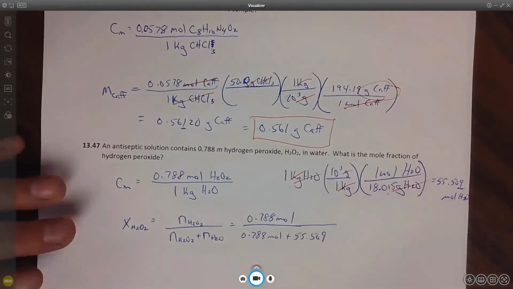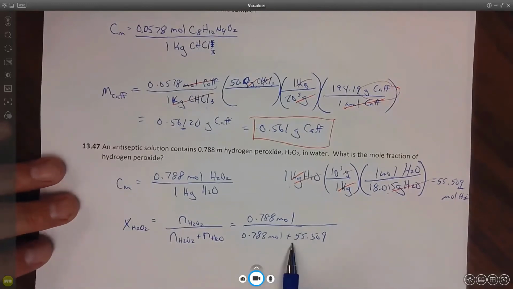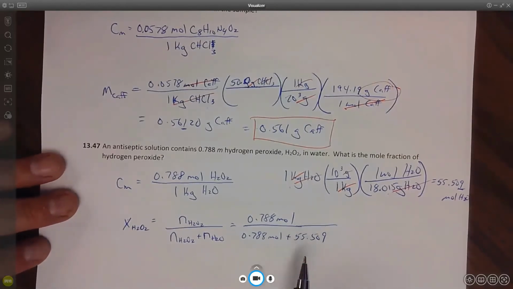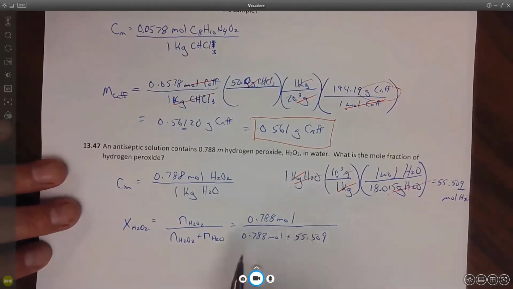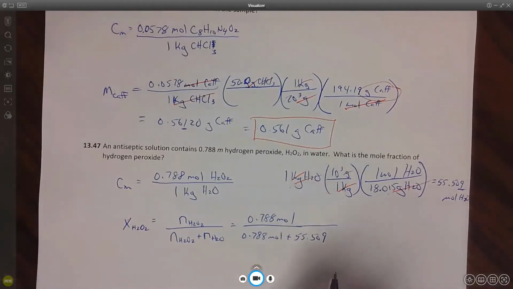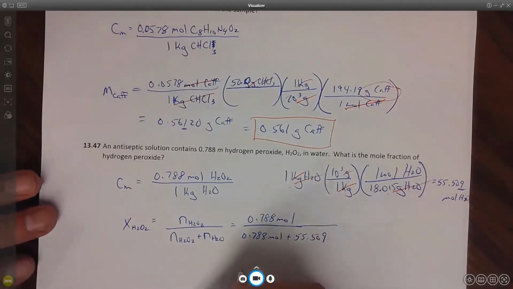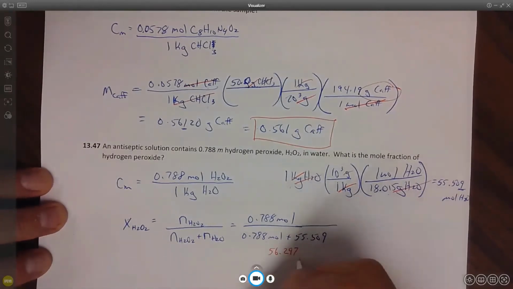Okay, now we have mixed operations for following sig figs. Now I have addition mixed with multiplication and division. Now with addition, we're looking for the value with the fewest number of significant decimal places. So when I plug this into my calculator, I'm going to get an intermediate value of 56.297 moles.